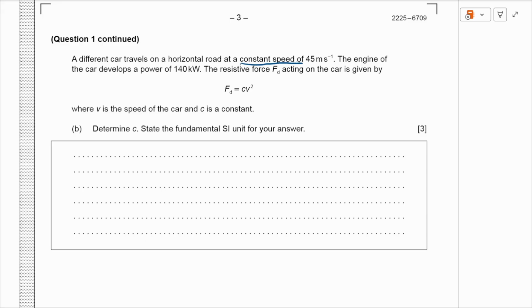So what we need to notice here is that since we're traveling at constant speed, it means that there is no net force, which means that the power developed by the car is completely opposed by the resistive force Fd. So they're the same in magnitude. So what we can say here is that this resistive force is basically equal to the power developed by the car.